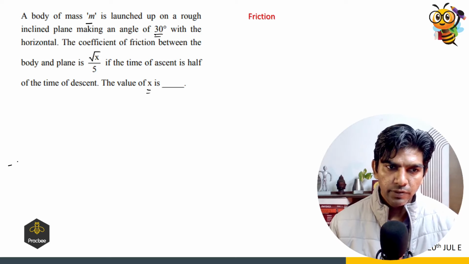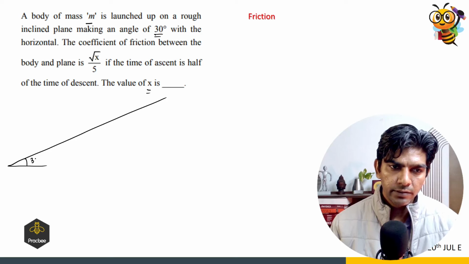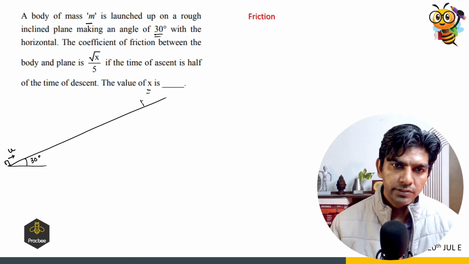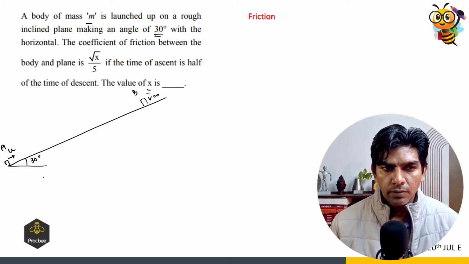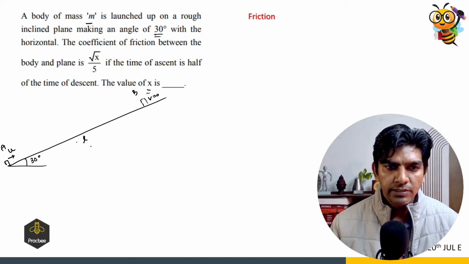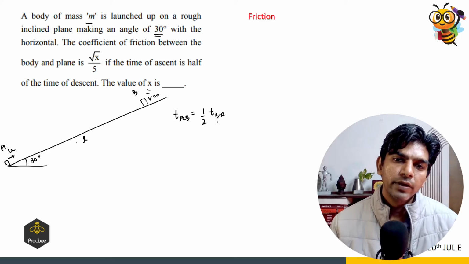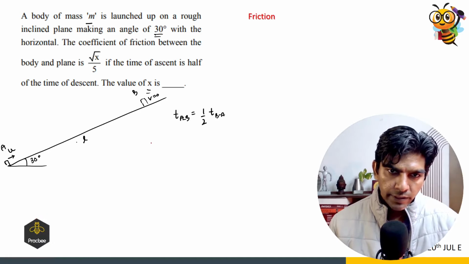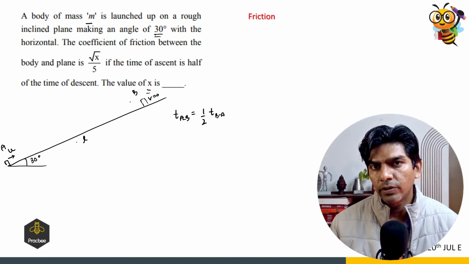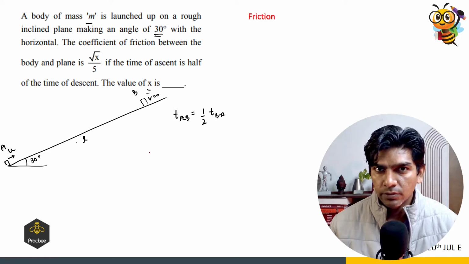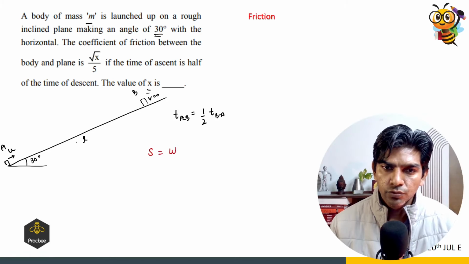So let me first draw the diagram. We have an inclined plane and this angle is 30 degrees. And we are launching a body up the incline with certain velocity u, and it reaches the maximum height, say from A to B. Here the velocity becomes 0. And let's say this distance is L. So time from A to B is half of time from B to A, right? And why is there a difference? Because the acceleration will be different from A to B and from B to A. So we can find the acceleration from A to B, and we'll also find the acceleration from B to A, and then we'll use the second equation of motion, where S is equal to ut plus half at square.